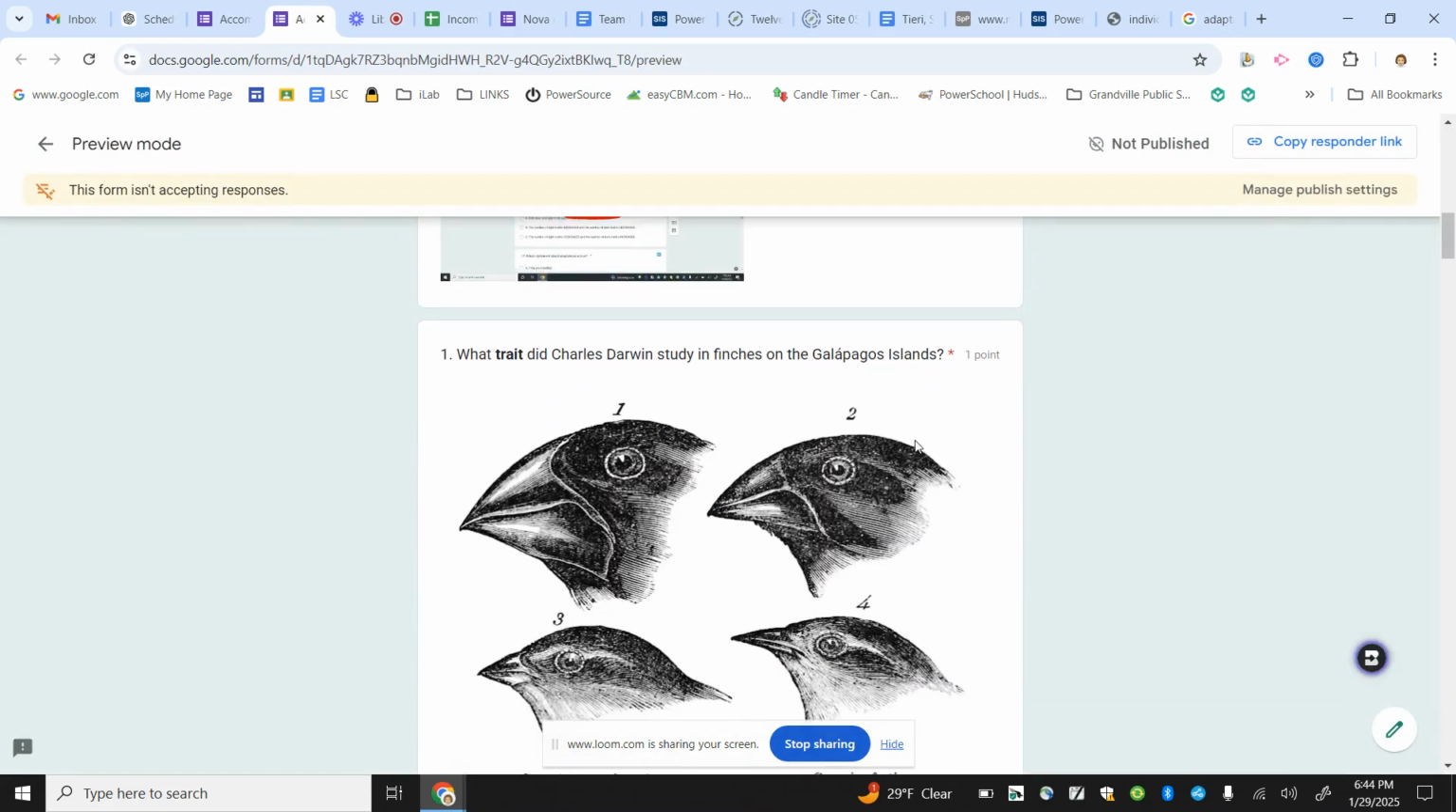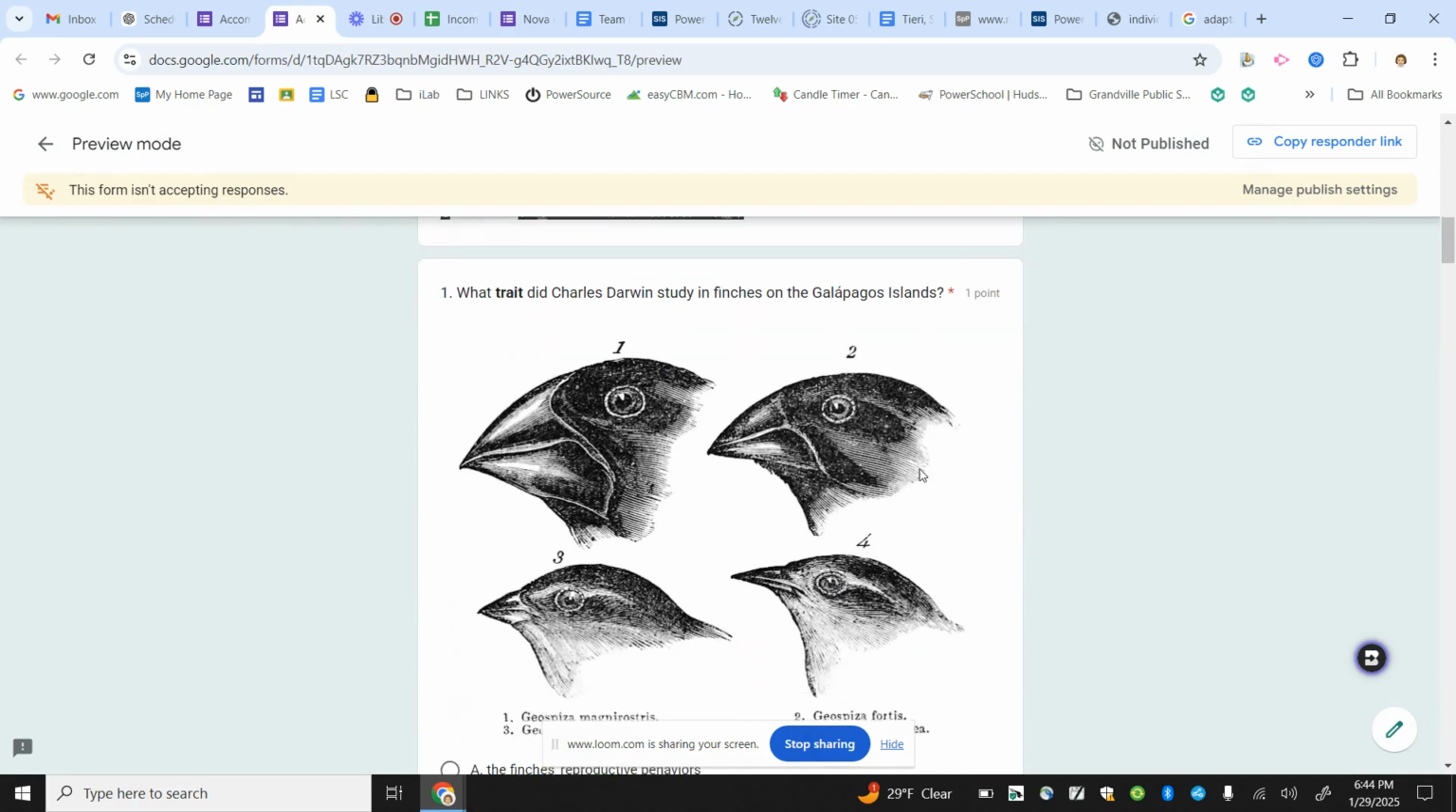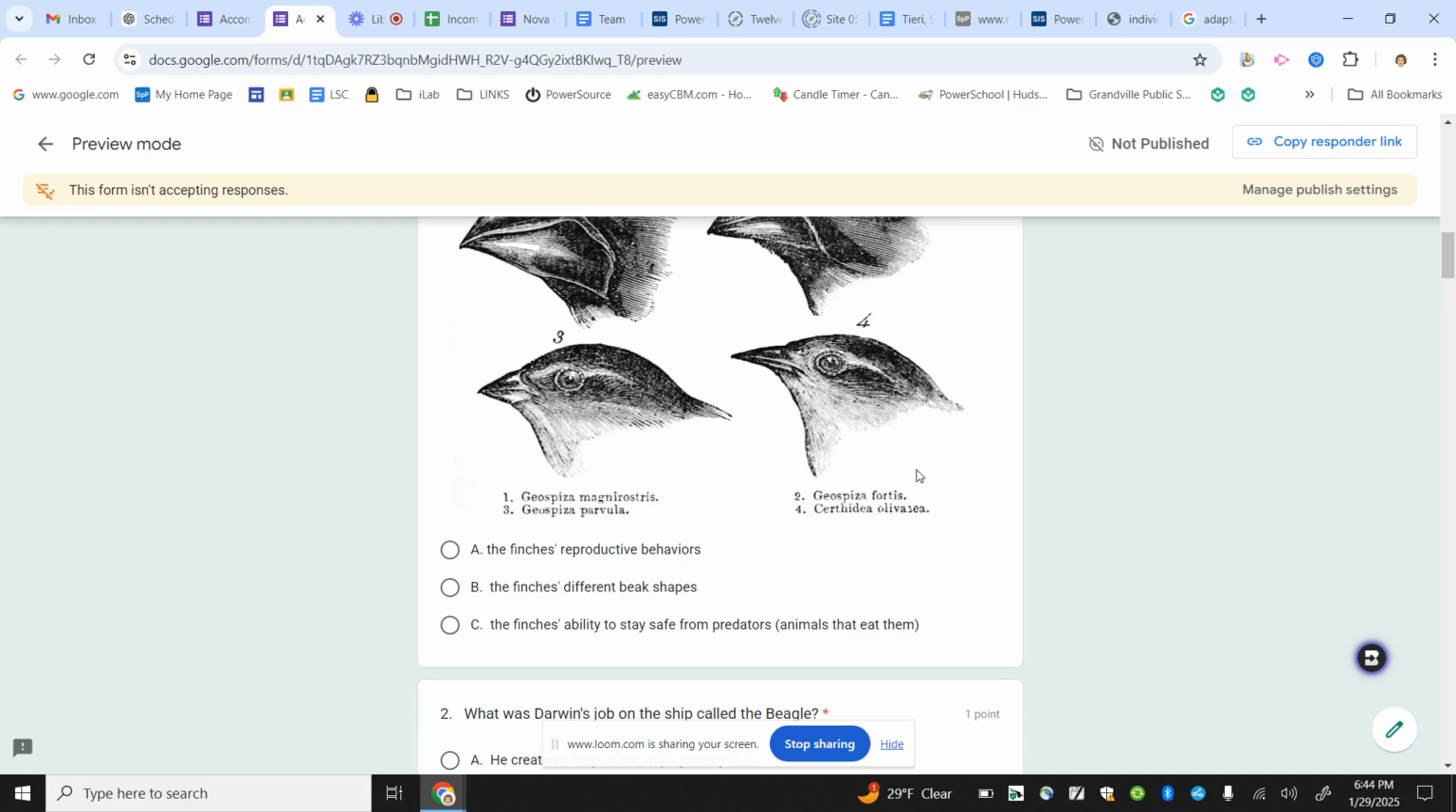Number 1. What trait did Charles Darwin study in finches on the Galapagos Island? A. The finch's reproductive behaviors. B. The finch's different beak shapes. C. The finch's ability to stay safe from predators, animals that eat them.